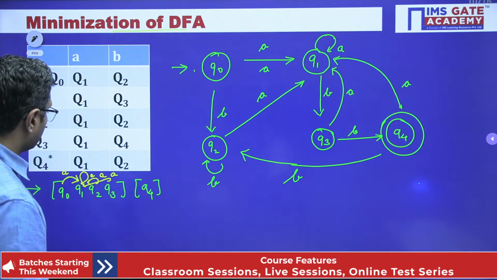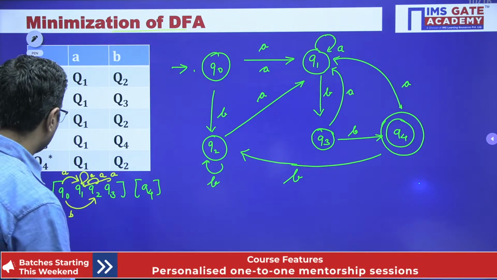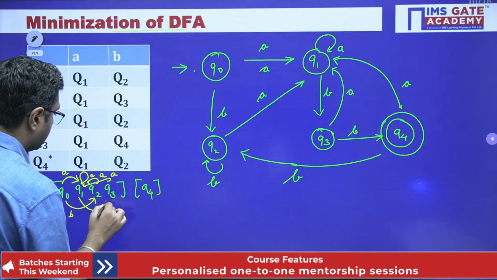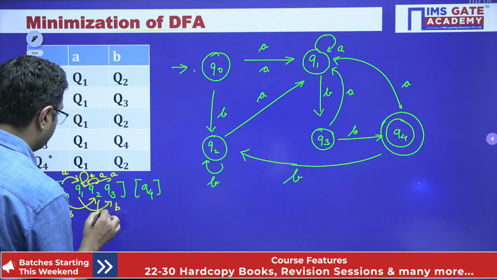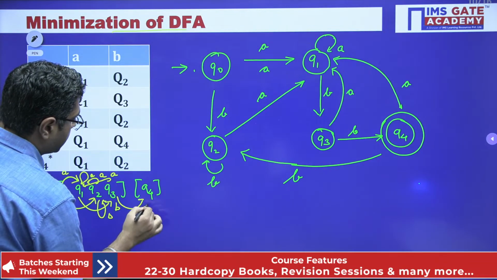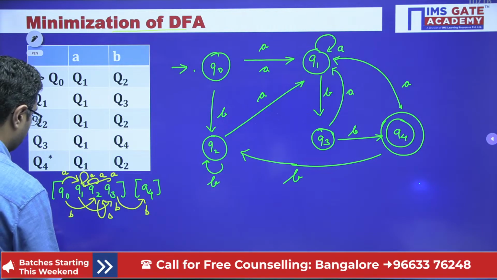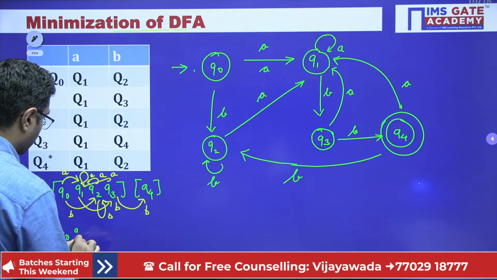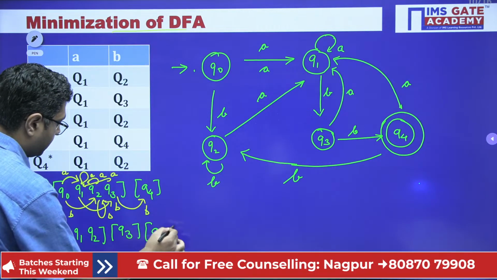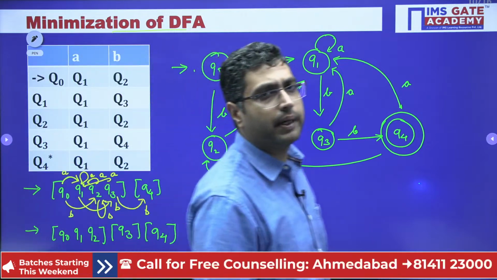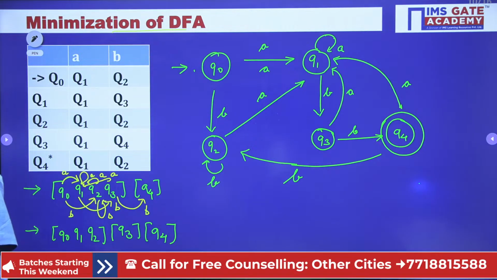Now Q0 on B goes to Q2. Q1 on B goes to Q3, again the same set behavior. Q2 on B goes to Q2, again the same set behavior. But Q3 on B goes to Q4, which is a different set behavior. So therefore Q3 will be separated. So what we will have afterwards? We'll have Q0, Q1, Q2 together, Q3 separated, and then Q4 also separated. These three sets that we have obtained are basically one equivalent.